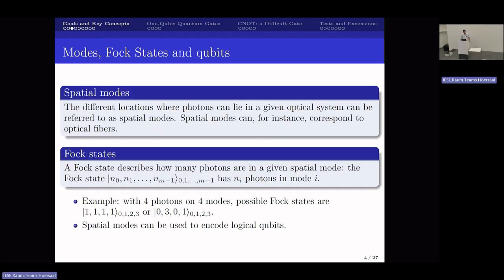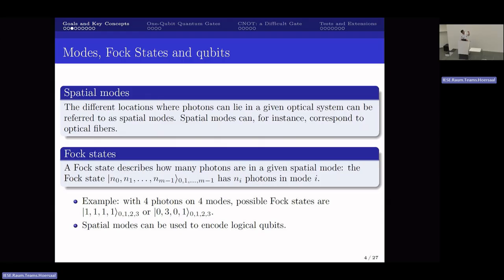Now I am going to introduce spatial modes, Fock states, and qubits. You've already been introduced, but just in case you didn't understand, I'll repeat that part. Spatial modes are different locations in space, on which can lie some photons. There can be many photons in a mode, or there can be none. It can correspond, for instance, to an optical fiber. A Fock state is simply a description of how many photons are in a given mode. So I use this notation.